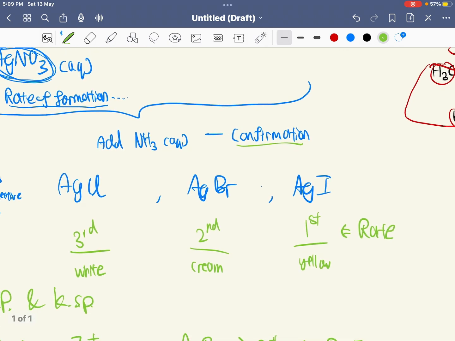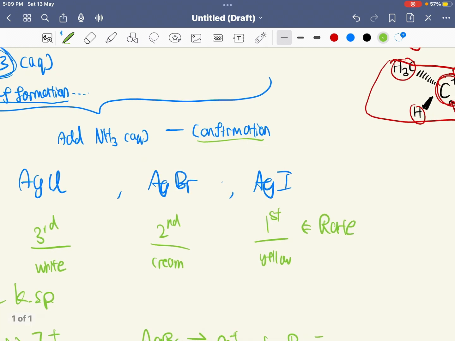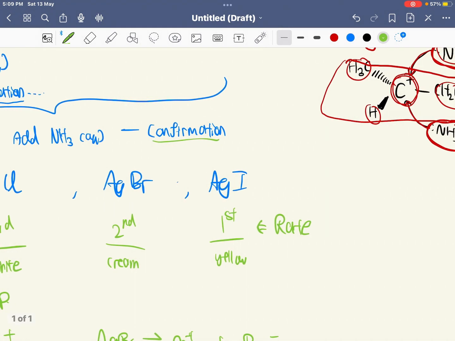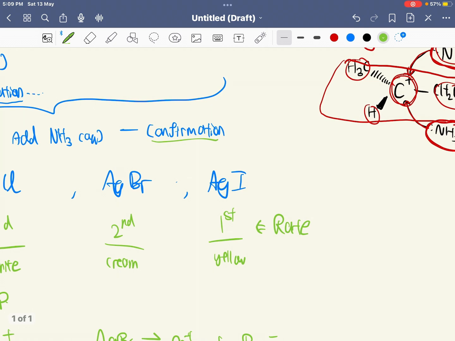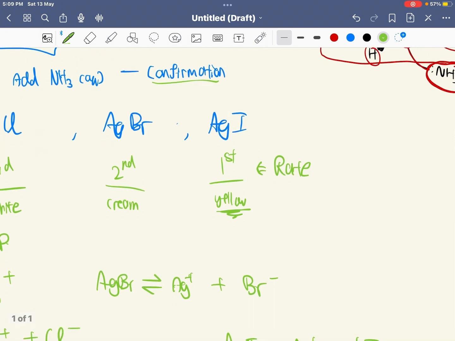Whenever we add ammonia to AgCl, it will dissolve in NH3 to give us a colorless solution. But for AgBr, it will only dissolve when you add a lot of NH3, or you can use concentrated ammonia. Then for AgI, it will not dissolve. The yellow PPT will remain insoluble even when you add a lot of ammonia. So why is this so?